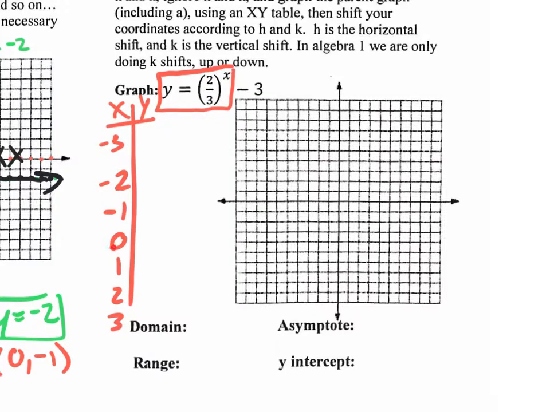What's the easiest number to plug in? 0. Plug in 0 right here. Anything to the 0 power equals 1.